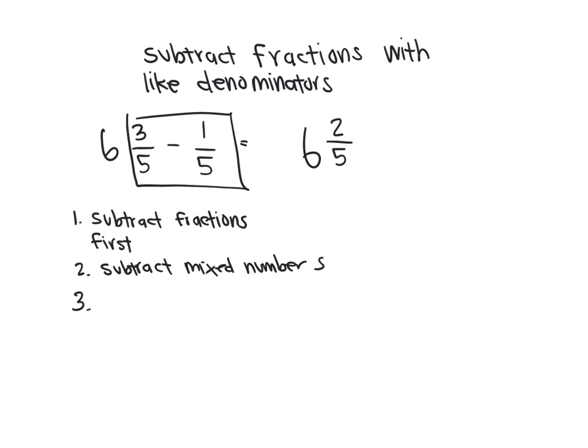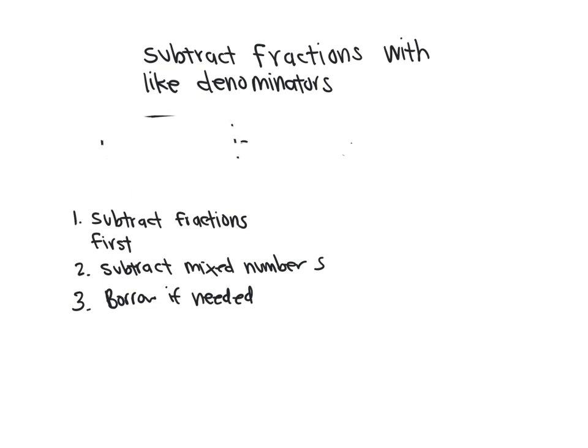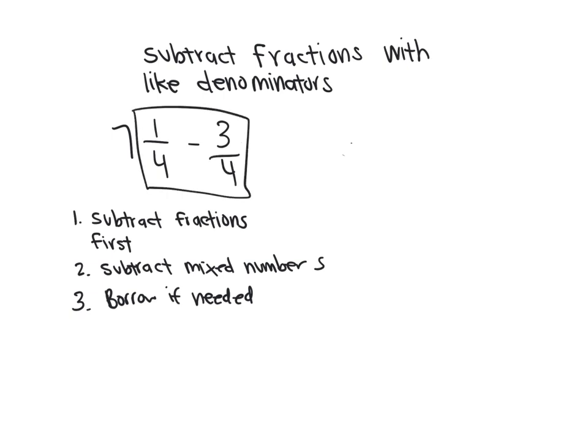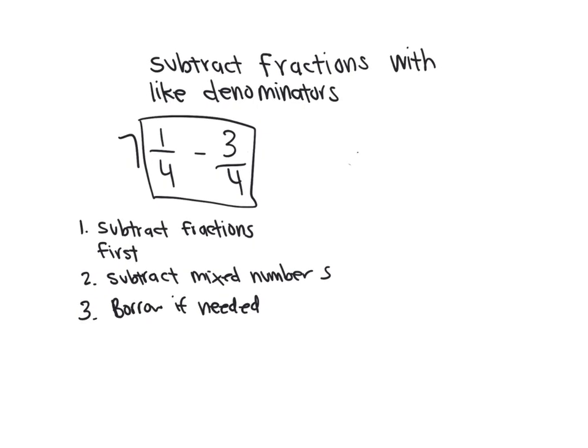So step 3 is going to be borrow if needed. So for example, let me just erase. If we have 7 1/4 minus 3/4, can we do 1 minus 3? Okay, so can we do 1/4 minus 3/4? We can't. So remember, we have to borrow from the mixed number. So we have to cross out the 7 and make it a 6.